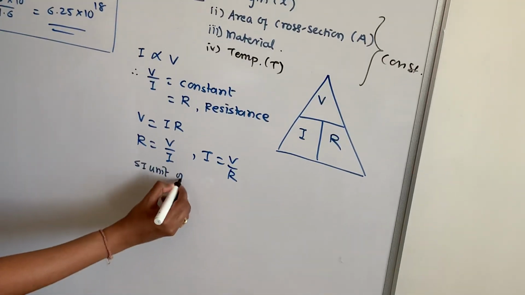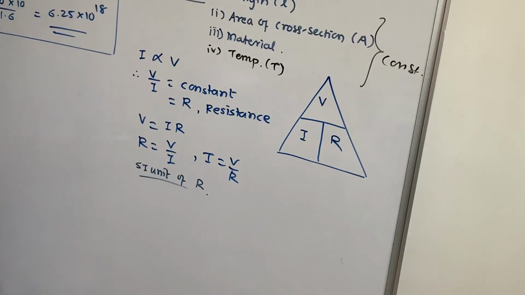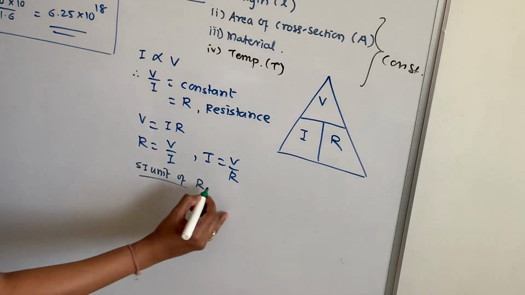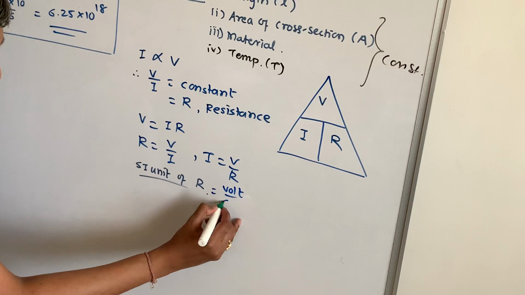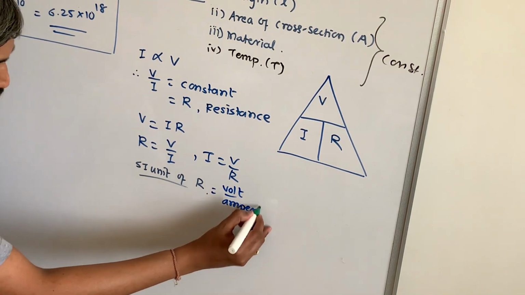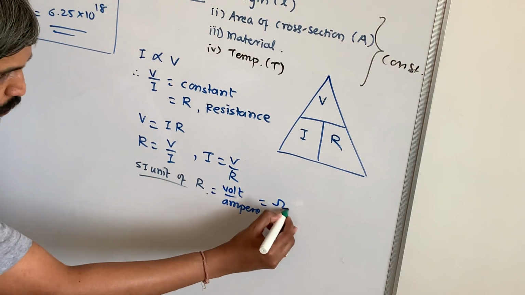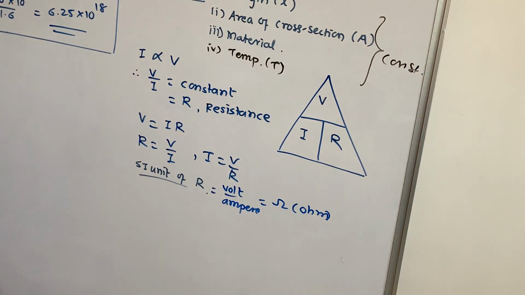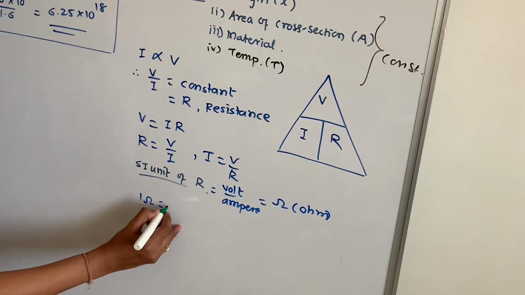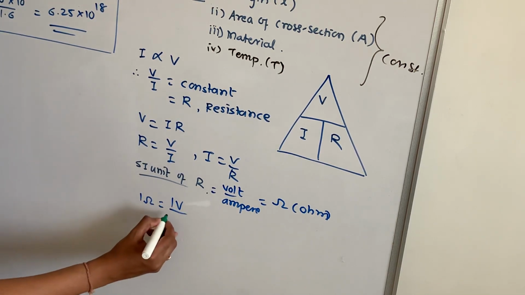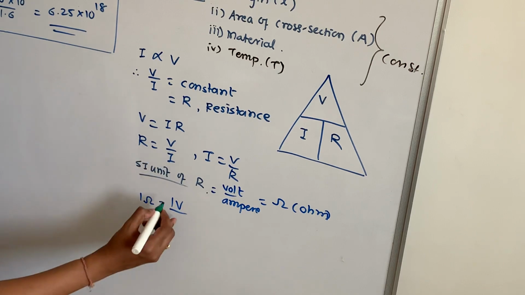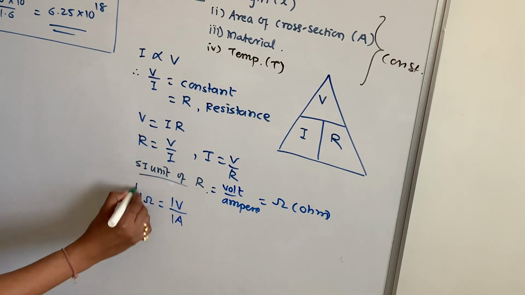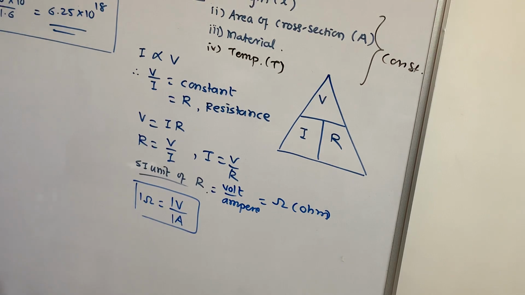SI unit of resistance is volt upon ampere. This volt upon ampere is called ohm, which is written as OHM. Right? Now resistance is said to be 1 ohm if 1 volt potential difference is maintained across the conductor, which gives a current of 1 ampere.